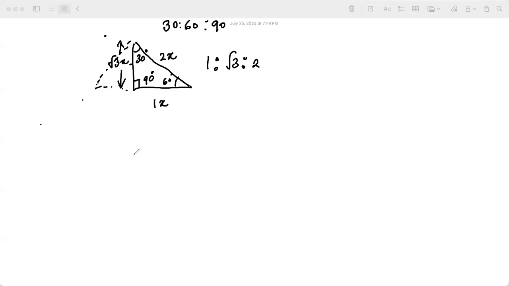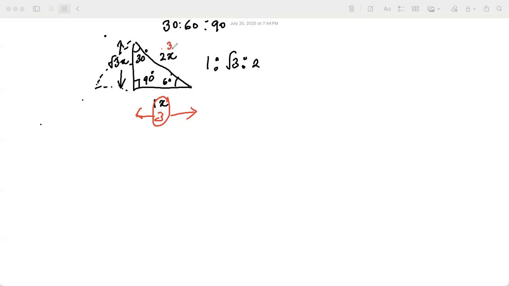Now, we'll start with a very simple problem and then I'll go to a harder one. Let's say the side of this triangle is 3. What are the other two sides of this triangle? You can express your answer in radicals. If the side opposite to the 30 degree angle is 3 in a 30, 60, 90 triangle, what are the other two sides? 1x equal to 3 means x will be equal to 3. And then plug in for the other two sides.